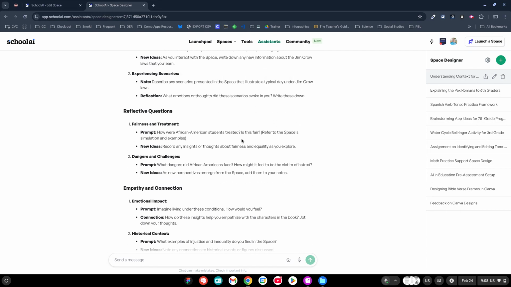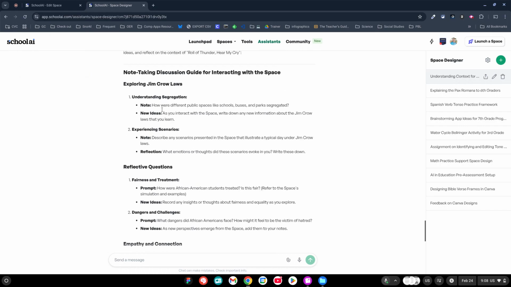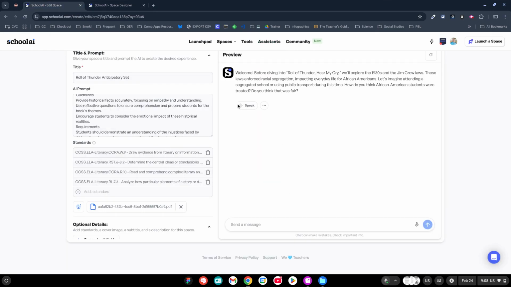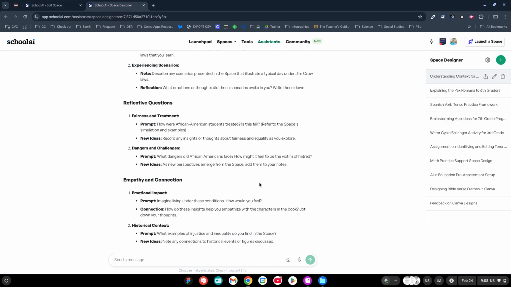So here's what students are going to do. They're going to first read this document right here. They're going to have this note-taking guide with them, and then they are going to interact with this space right here, which is going to ask them some different questions. As they're interacting, they're going to fill out this note-taking guide.